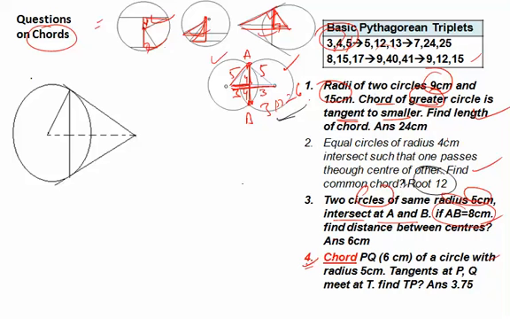Chord PQ of 6 cm. Suppose this is your chord, 6 cm means this will be 3 and this will be 3, of a circle with radius 5 cm. This length is given as 5 cm. Tangents at P and Q meet at T. Sorry, take this chord as P and Q, not A and B. If this is a tangent and this is a tangent, they meet at point T. Find TP. You have to find the length of this.